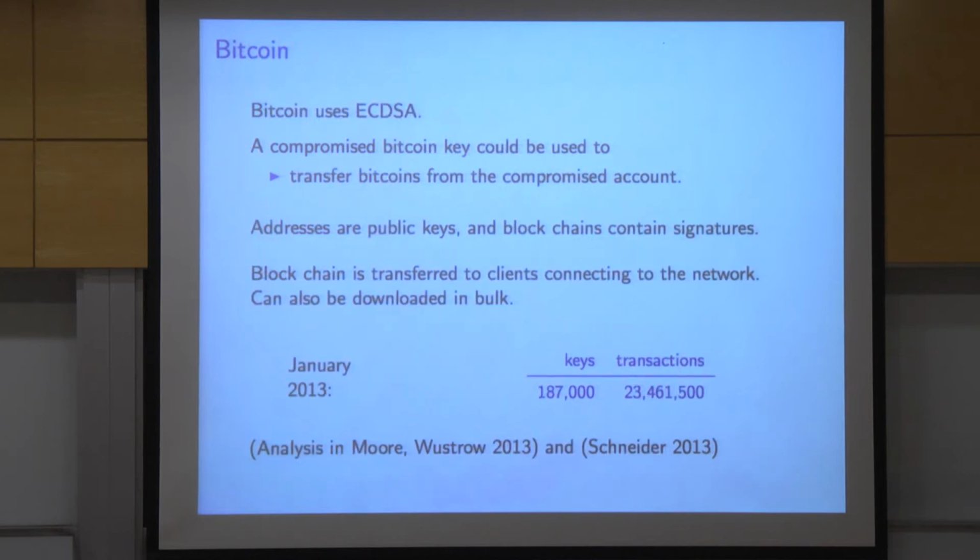Another sort of interesting example of public key infrastructure, especially in the past year, is Bitcoin, so the decentralized cryptocurrency. Bitcoin uses elliptic curve DSA, and the security of Bitcoin, of course, relies on this. A compromised Bitcoin key could be used to transfer Bitcoins from the compromised account.